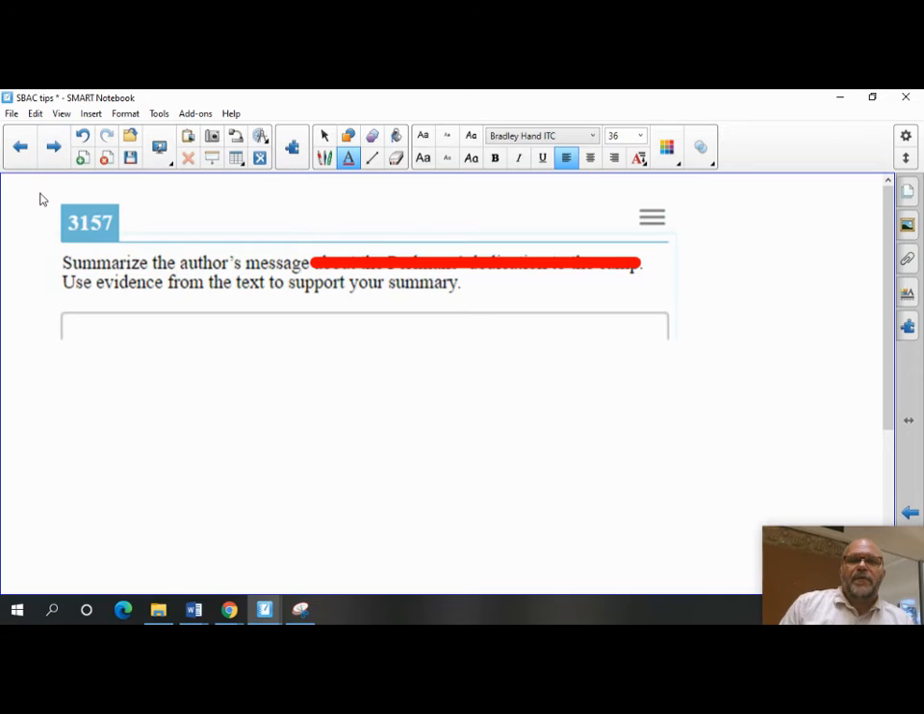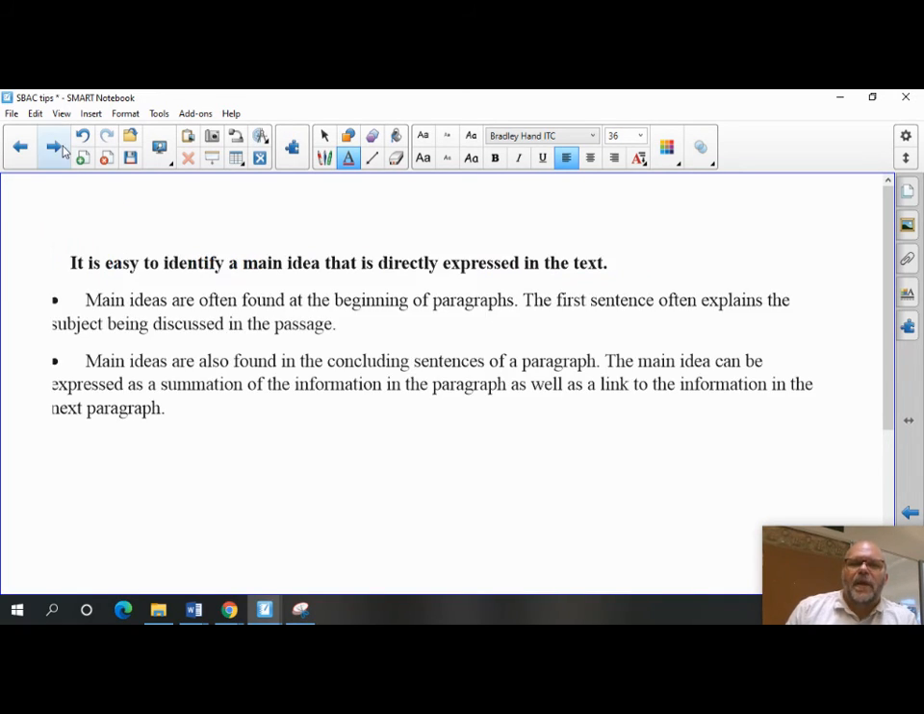And then here we've got summarize the author's message. Again, that's the point. Sometimes I think the test tries to find other ways of saying things. The author's message, well, is that different from the main idea? No, it's the point, the author's point. Again, use evidence from the text to support your summary. So something that the text indicates is support of the author's message.